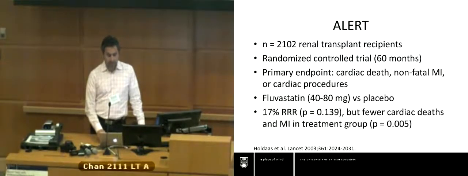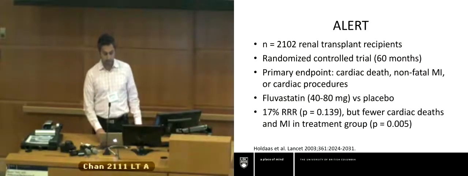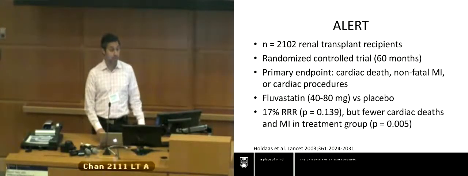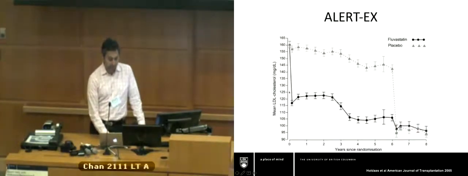And what they showed was that there was a 17% relative risk reduction in the primary outcome, which is not significant, but a strong trend to it. But there were fewer cardiac deaths and myocardial infarctions in the treatment group. And what you can see here is that patients who were treated with fluvastatin had a significant reduction in their cholesterol level from a baseline of 180, which is almost an LDL of 4.5 or so, down to almost an LDL of 3. And as you follow them over time, it went down even lower, an LDL of less than 2.6.